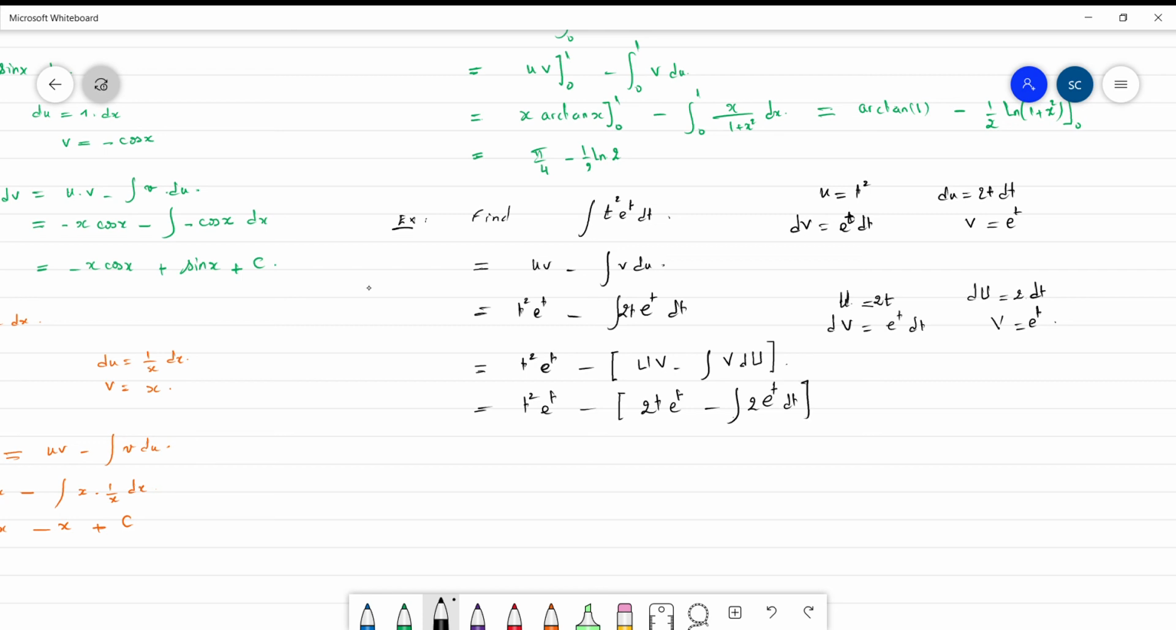And now I know an antiderivative of this function, so finally I get t squared e^t minus 2t e^t plus 2 e^t plus a constant. If you take a common factor, we have t squared minus 2t plus 2, times e^t, plus a constant. So here is the idea behind it.